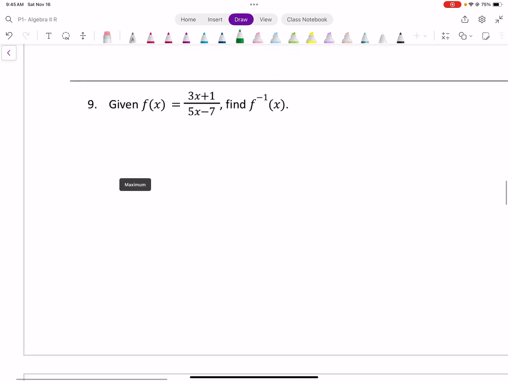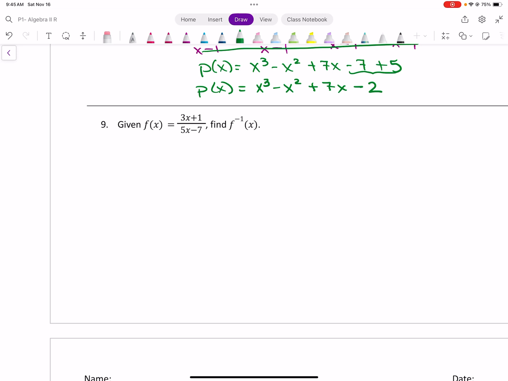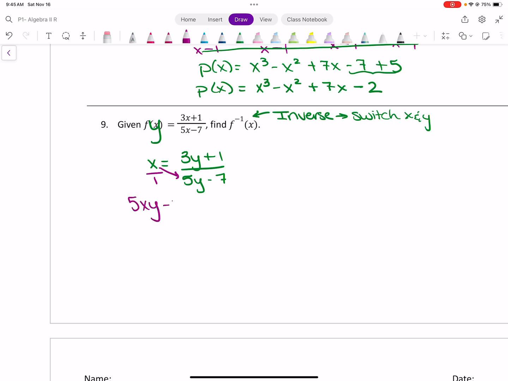Last question, just a throwback, just a review from an earlier unit or an earlier lesson. Remember, this notation means inverse, which means switch your x and y. F of x is your y, so switching, we have x equals 3y plus 1 over 5y minus 7. Same steps when it's a fraction. X goes over 1, we're going to cross multiply. X times 5y minus 7 is 5xy minus 7x. 3y plus 1 times 1 is 3y plus 1.